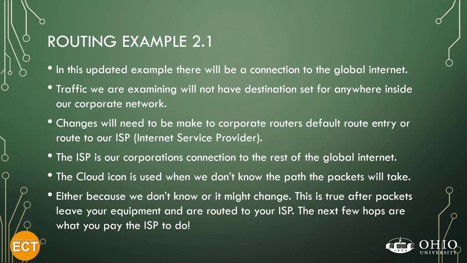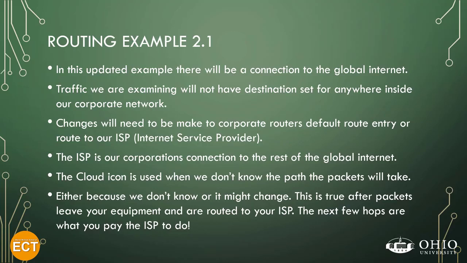So the traffic we're examining will have a destination that's not set for anywhere inside our corporate network. And we're going to make changes to our corporate routers to have a default entry to route to our ISP, our internet service provider. In my case at home, it would be Spectrum. At the university's case, it would be Ornet. But it would be the next order up provider that provides me probably with my IP addresses and definitely with my connection to the internet.